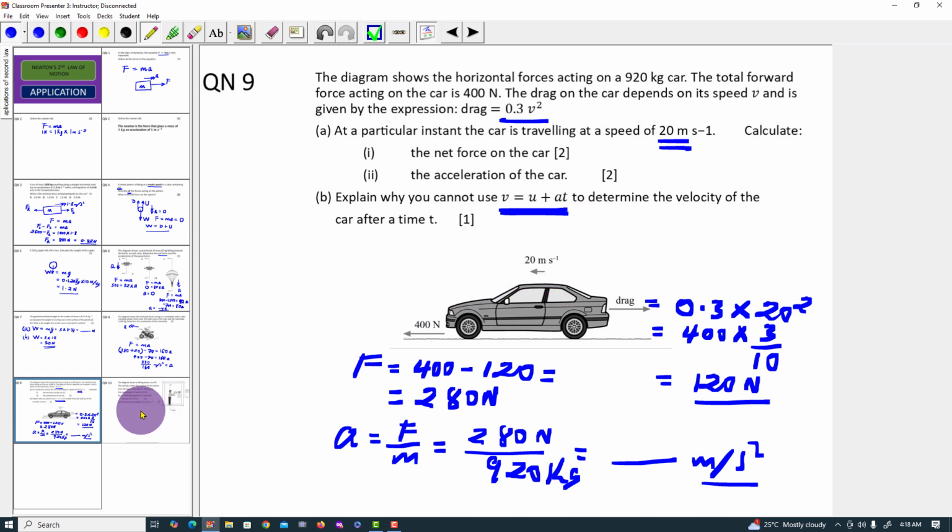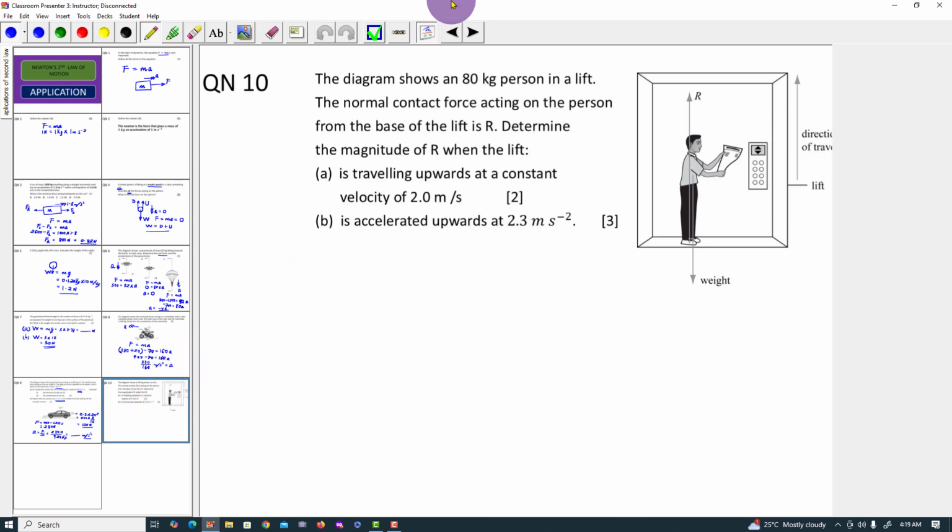Okay, let's look at the last question, which is about a person in a lift. The diagram shows an 80 kg person in a lift. The normal contact force acting on the person from the base of the lift is R. So from the base of the lift, there is a force which is acting on that person, which is R, and there is the weight of this particular person. And then we are asked, determine the magnitude of R when the lift is traveling upwards at a constant velocity.